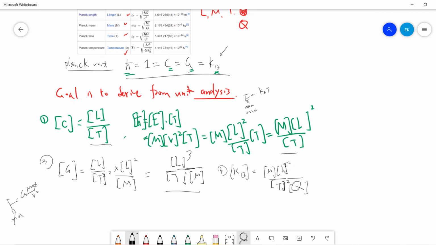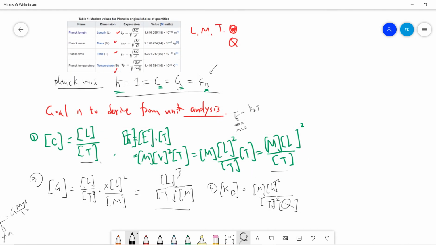Okay, so we now have 4 of them, right? So we can prove what this actual Planck length is. So the proof. Okay, so the Planck length is defined to be LP equals the square root of h bar G divided by c cubed. So let's verify that LP is correct.